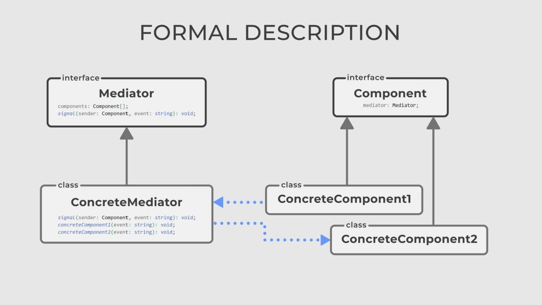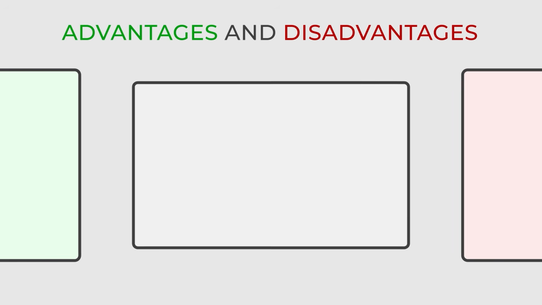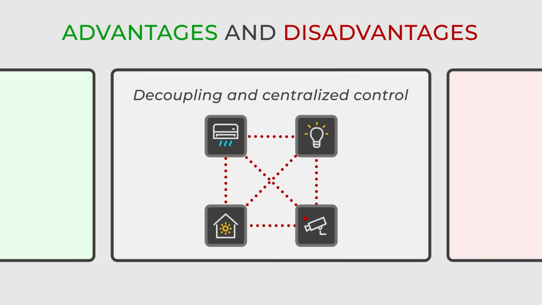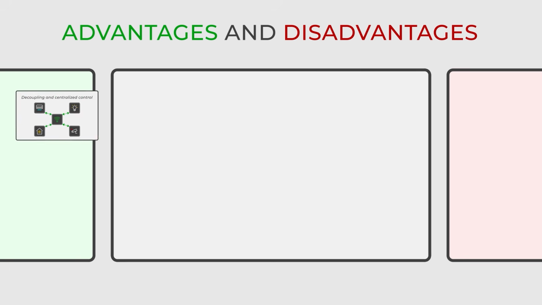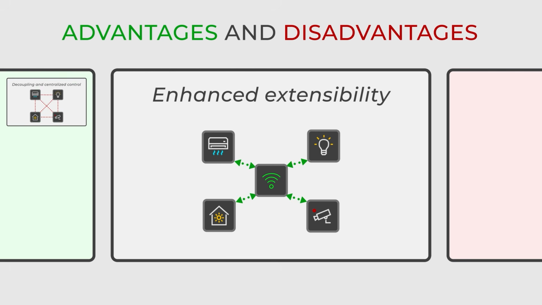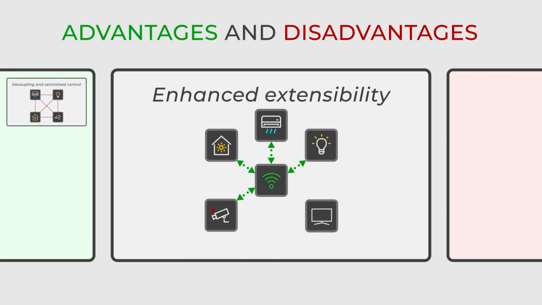Regarding benefits, the design pattern promotes loose coupling and easier maintenance by reducing direct dependencies between components. This centralized control helps manage complex interactions and avoids tangled relationships among components. Also, adding new components or changing interaction patterns becomes easier, with modifications being localized to the mediator, enhancing extensibility.